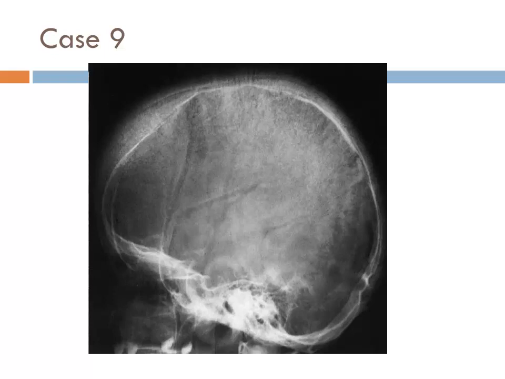Case number 9, thalassemia. Widening of the diplo and thinning of the outer table with sunburst appearance and sparing of the occipital bone below the internal occipital protuberance are characteristic. Poor pneumatization of the sinuses is also associated.